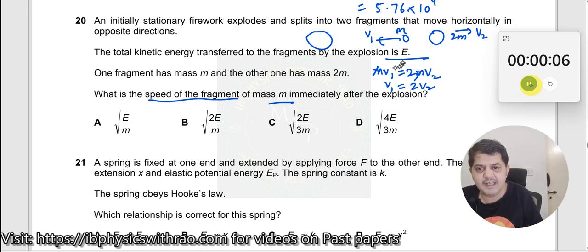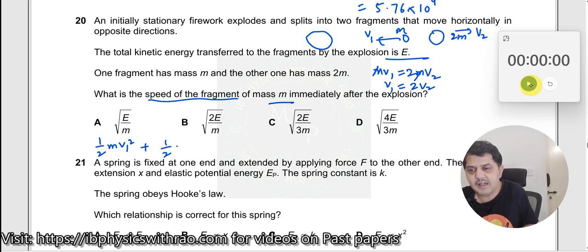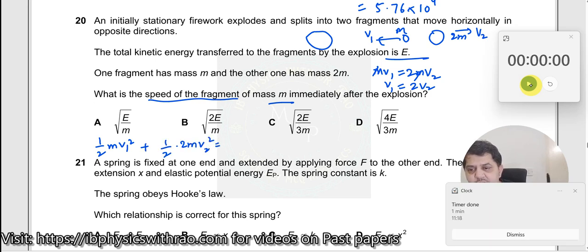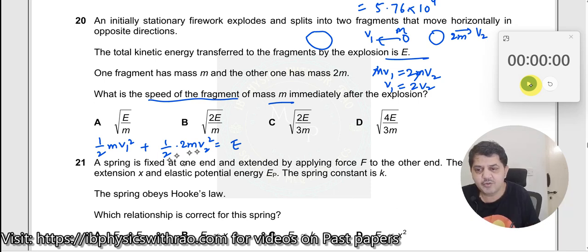It says the total kinetic energy after the explosion is E. So I will now write half m v1 square plus half into 2m into v2 square is equal to E, right? That's the total energy. So I've taken the energies of the individual masses. Now what do I need? I want v1 only, right? So I'll retain v1 square as such, and instead of v2 I'll substitute v1 by 2, giving 2 into v1 square divided by 4 is equal to E.